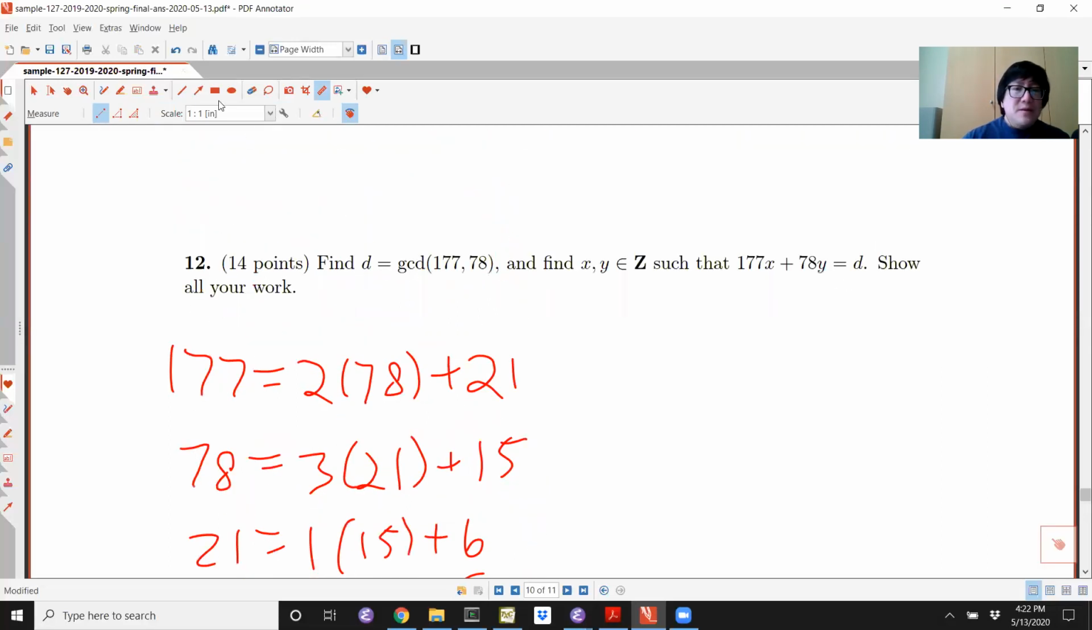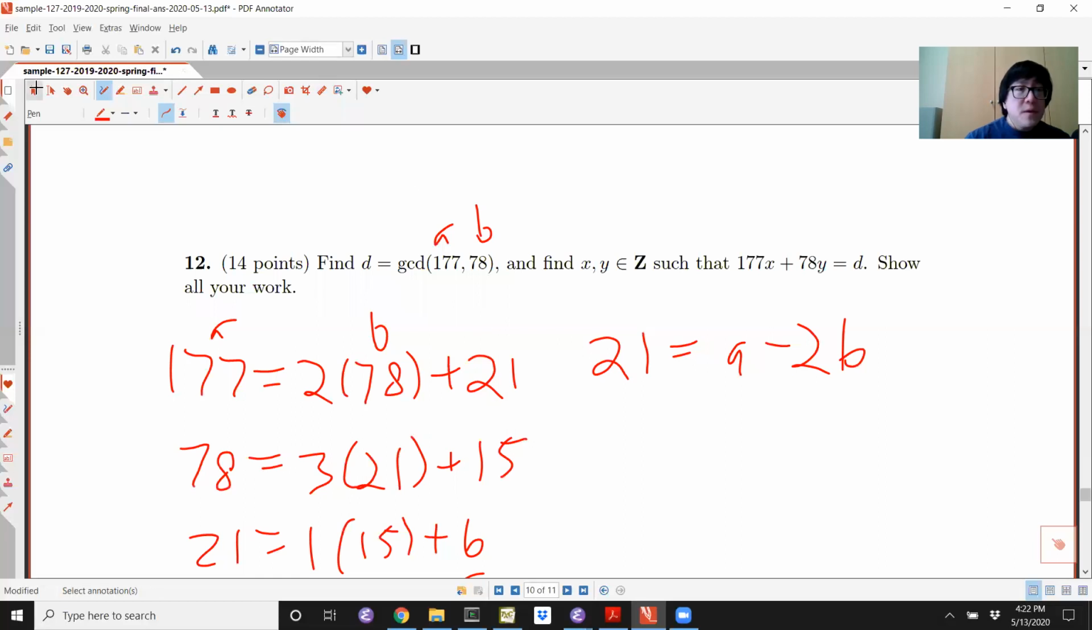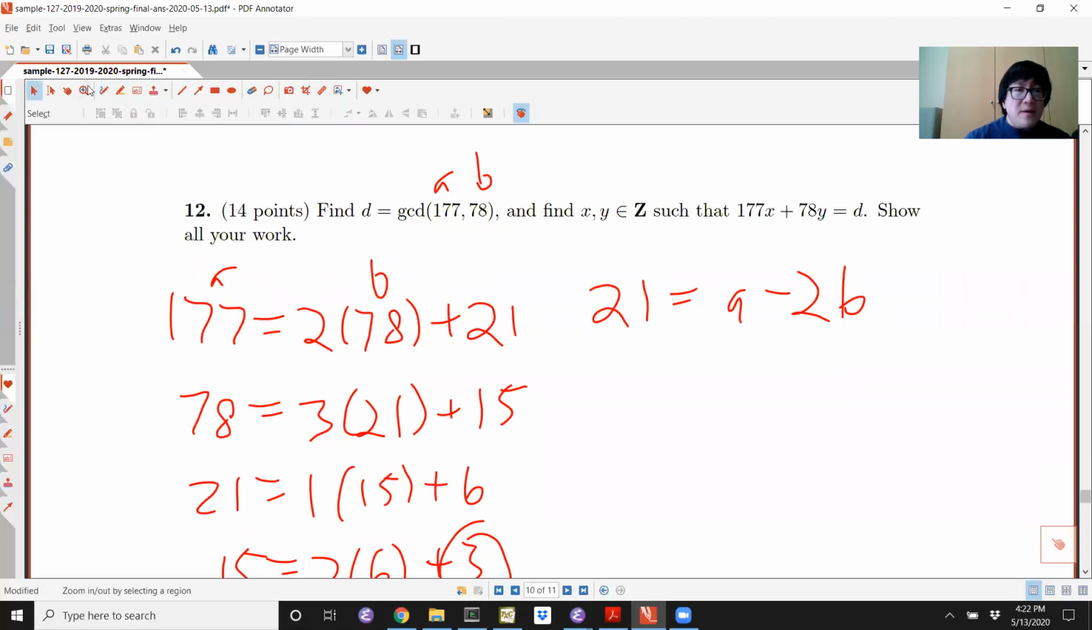Let's see. It's useful to give these things names. So now we're actually going to have to use signs. I'm going to Euclideanly rewrite. So this is A and this is B. And 21 is equal to A minus 2B, right, because it says that A is equal to 2B plus 21. And then we keep going.